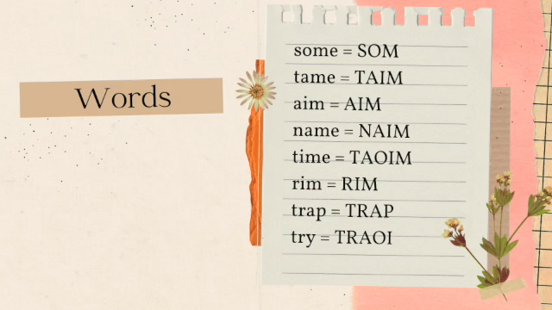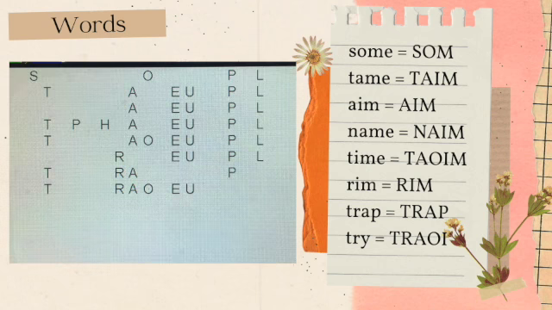Then we have words: some, tame, aim, name, time, rim, trap, try. So let's see the strokes of these words. So there on the left side, we can see the stroke of these words. So we have some. For some, that's initial S, vowel O, final M. Tame, initial T, long A, final M. Aim, long A, final M. Name, initial N, long A, final M.